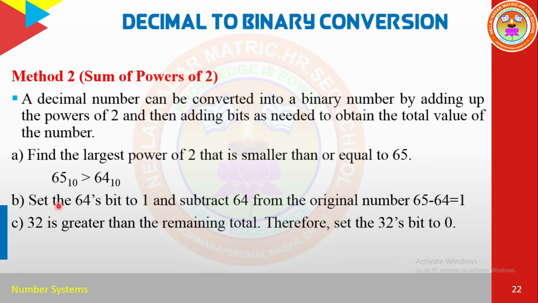Now set the 64's bit to 1 and subtract 64 from the original number. 65 minus 64, the balance is 1. Now 32 is greater than the remaining total, so therefore set the 32 bit to 0. The next bit after 64, the bit before it, is 32. It is 0.